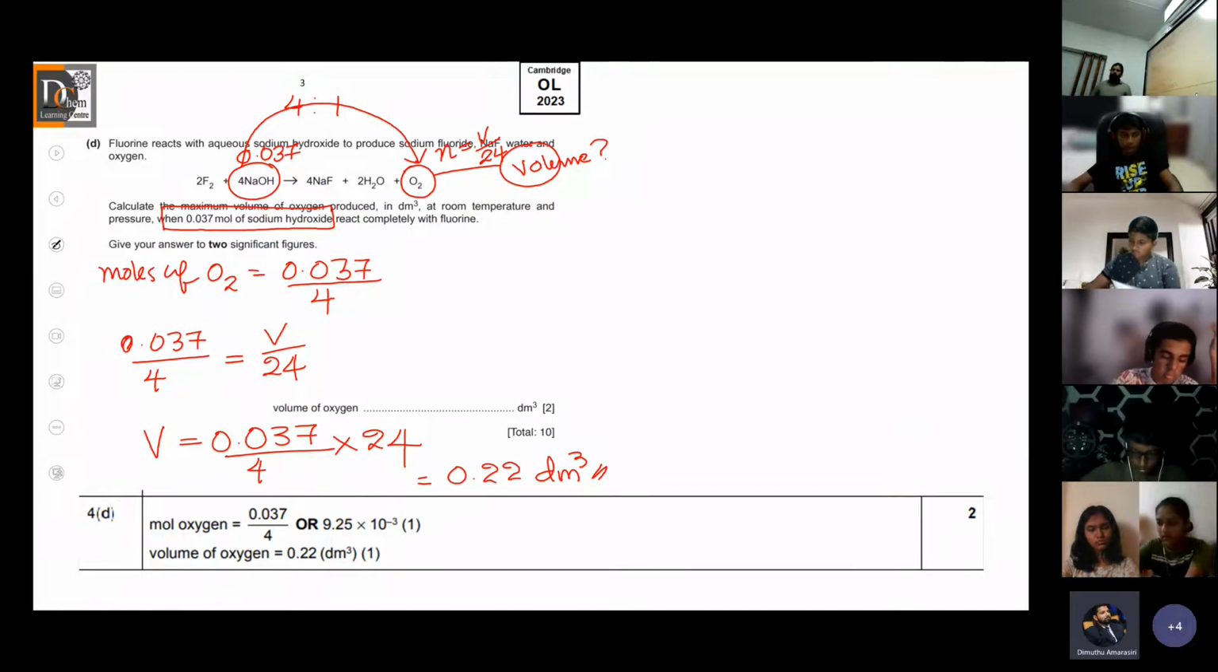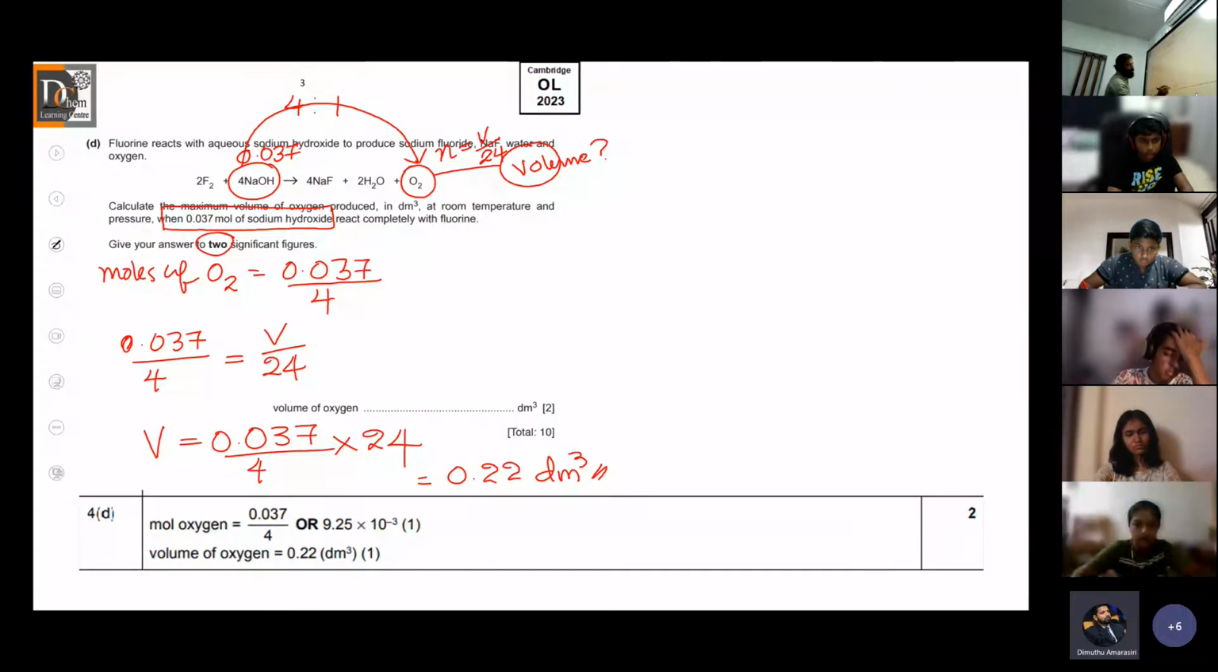I wrote my answer to the figures. What have they given? They have clearly told two significant figures. So don't be too nice giving 3, right?